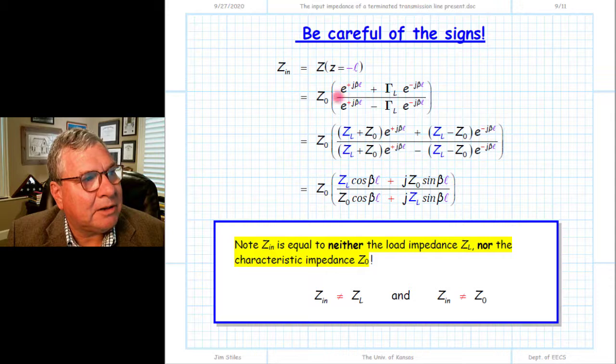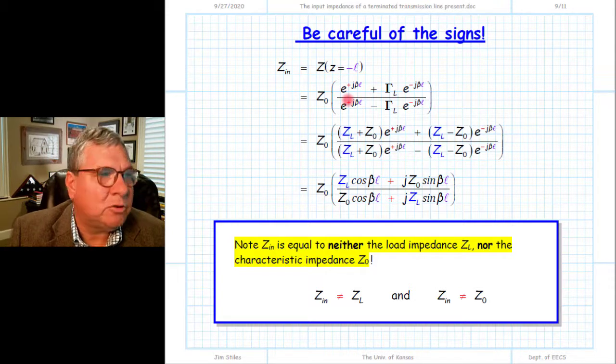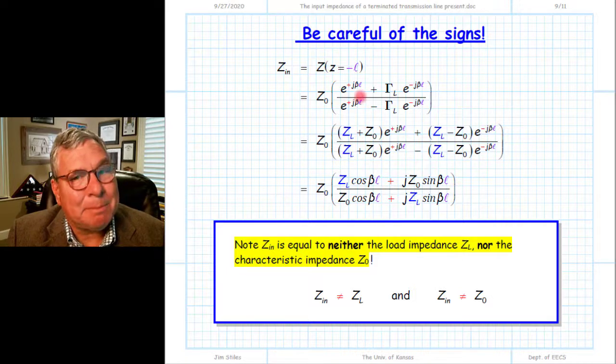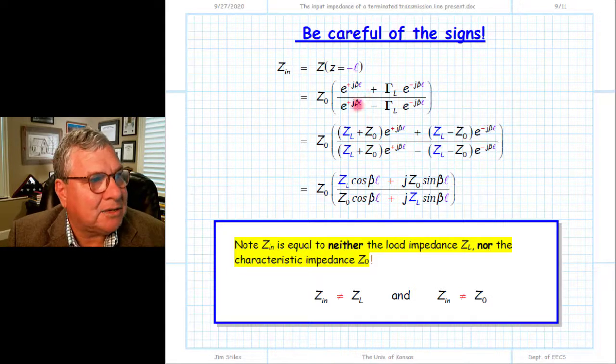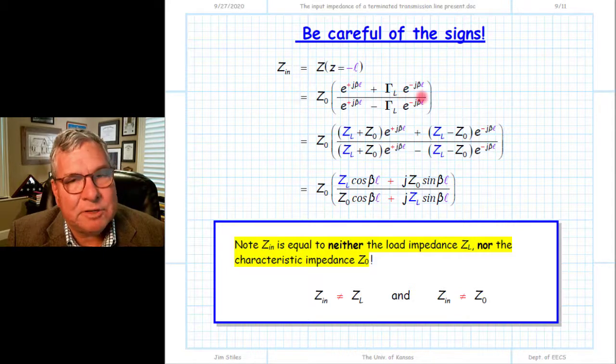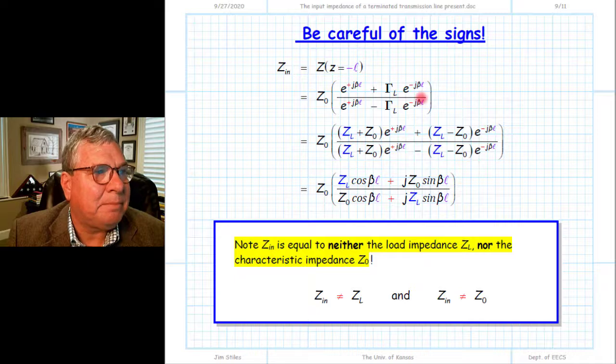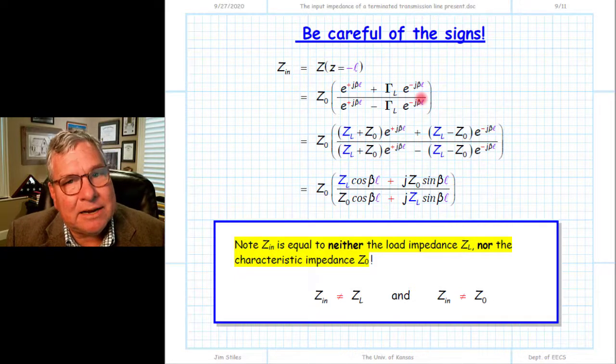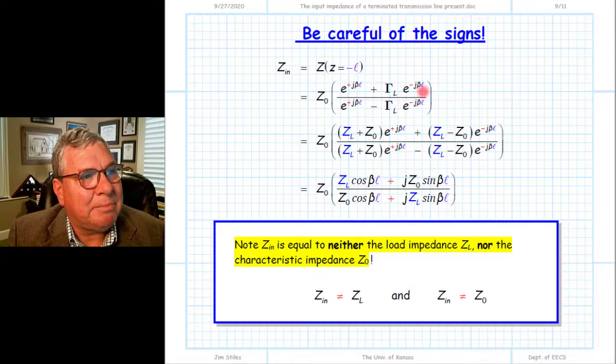And so if you go back and look on the previous page right here with line impedance, for example, this complex exponential was e to the minus j beta Z. When we insert Z equal to minus L in there, then we get e to the minus j beta times minus L. And of course the minus signs cancel out to give us a positive sign. Likewise, for this term on the previous page for line impedance, we had e to the plus j beta Z, but we insert minus L for Z, and now we have a minus j beta L. So be careful of the signs.